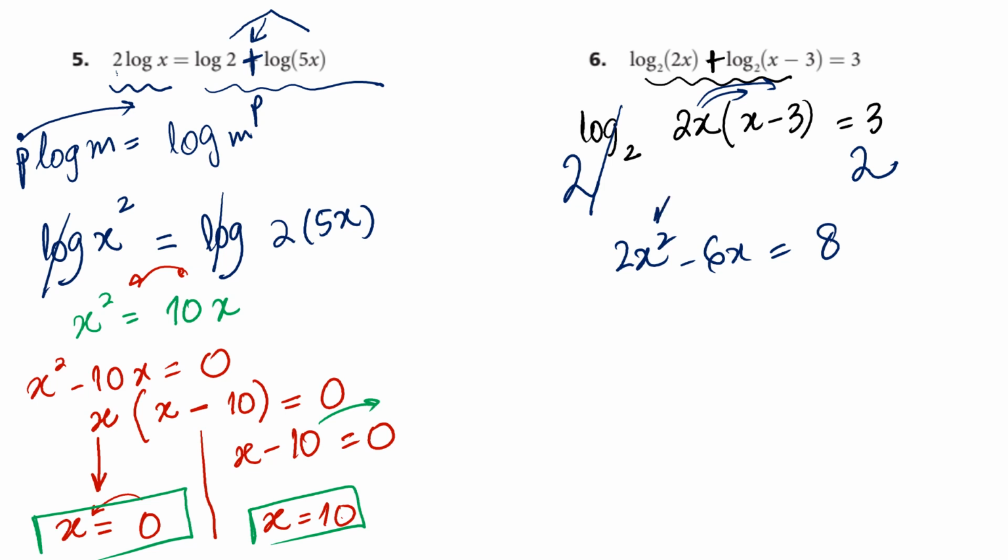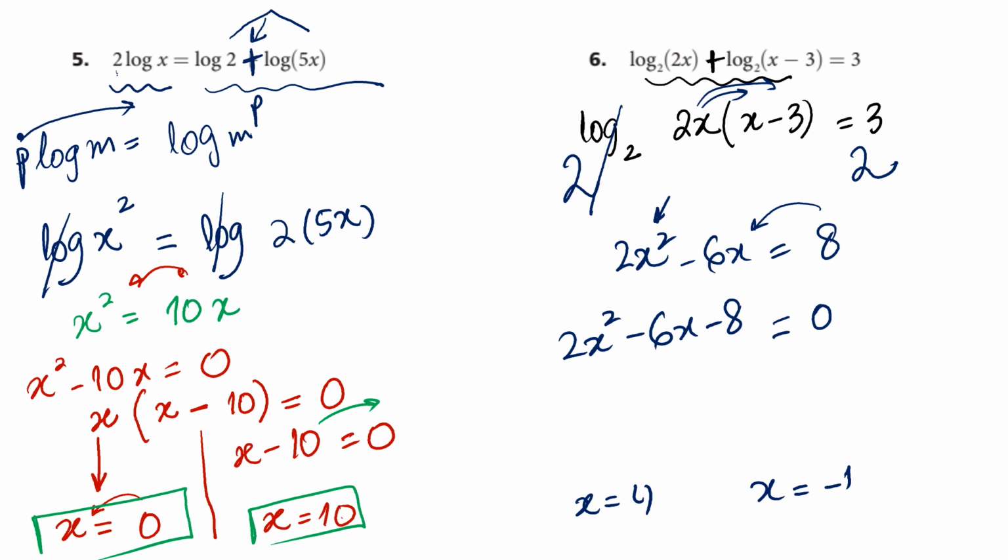Since it is a quadratic equation, bring all the terms on one side to set the equation equals to 0. So plus 8 goes on the other side, it will give you negative 8. Go to your calculator, mode 53, write 2, negative 6 and negative 8. You will get x equals 4 and x equals to negative 1.